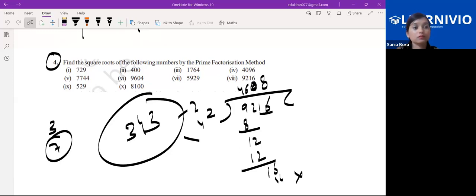Ma'am, 1152. Yes, now it's there. Then I go divide by 3. No, no, no. 1152, you can divide it by 2.